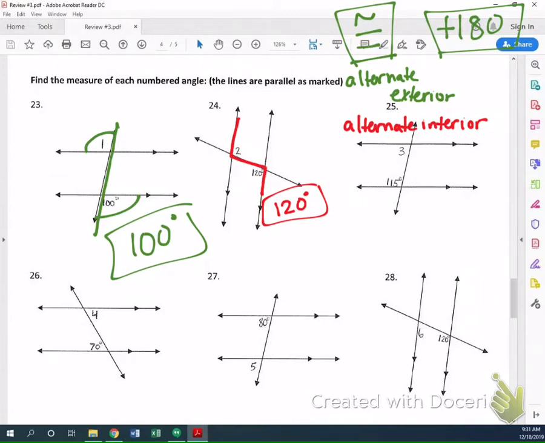Number 25, this is the oddball. Same side of the transversal inside the parallel lines. Those are the ones that add to 180. Those are called same side interior. So if you have same side interior angles, you're going to do 180, subtract the angle you know. That'll give you the one that you're looking for. So this will be 65 degrees.